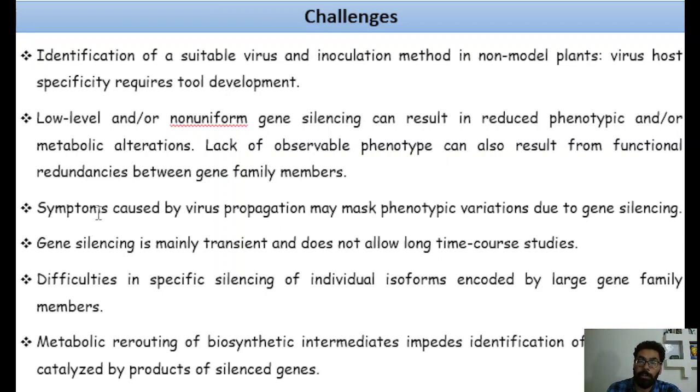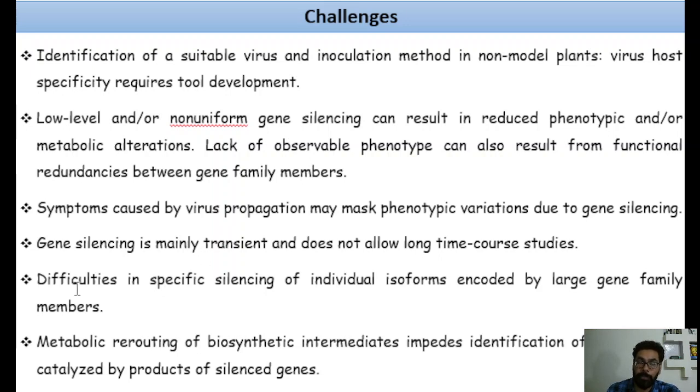Then sometimes the symptoms caused by the virus-induced gene silencing can mask the phenotypes that we are expecting. And the main disadvantage is that it is a transient method. It is not permanent. After 1 or 2 months, the plant will recover.